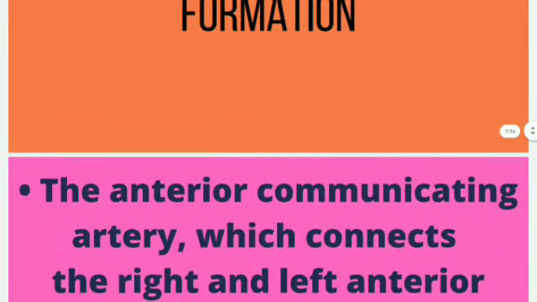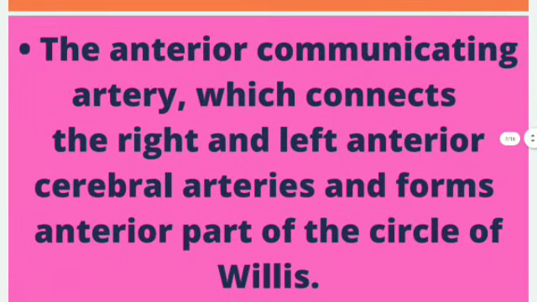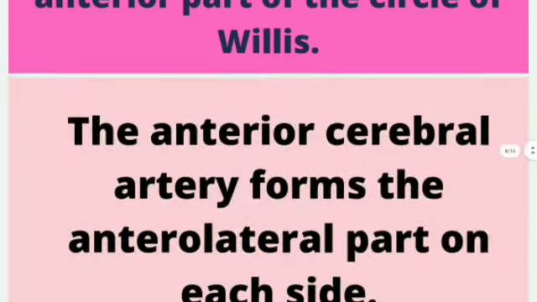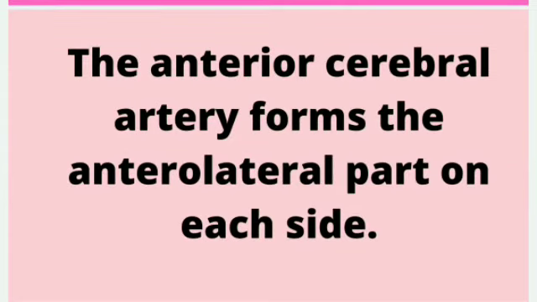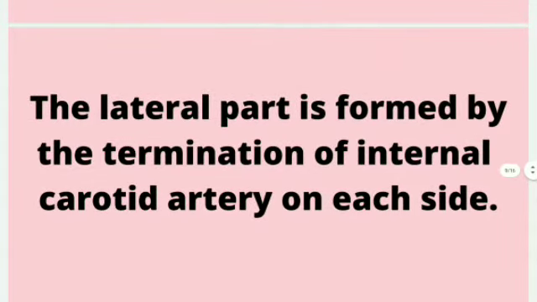Now let's talk about the formation. The anterior communicating artery, which connects the right and left anterior cerebral arteries, forms the anterior part of the circle of Willis. The anterior cerebral artery forms the anterolateral part on each side. The lateral part is formed by the termination of the internal carotid artery on each side.